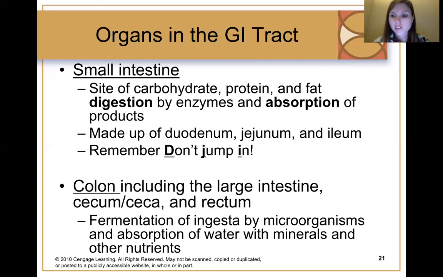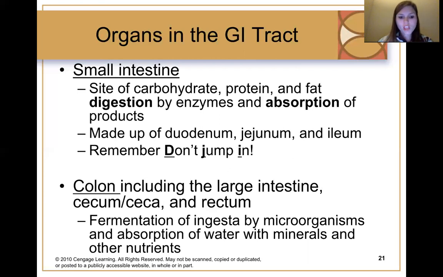And the way that I was taught to remember this when I took intro was don't jump in. And so the D obviously stands for duodenum, J is for jejunum, and the I is for the ileum. So on an exam or something like that, that's always how I would keep it straight. And even to this day, I still think don't jump in. And that helps me remember the parts of the small intestine.